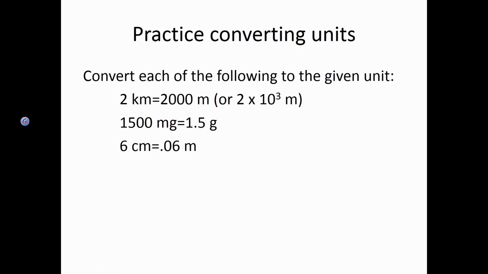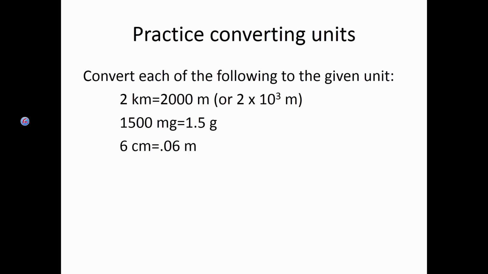Okay, so here are the answers. So 2 kilometers is the same as 2,000 meters, or we could write it in scientific notation as 2 times 10 to the third meters. So what we're doing there, we see the kilo means 1,000, so we multiply it by 1,000 to get the 2,000 meters.